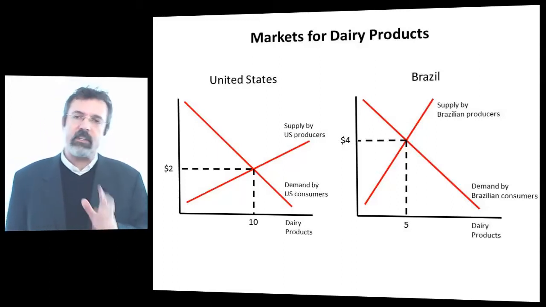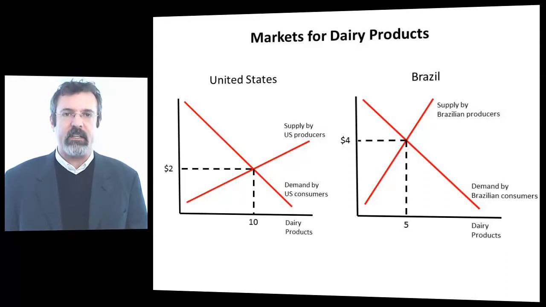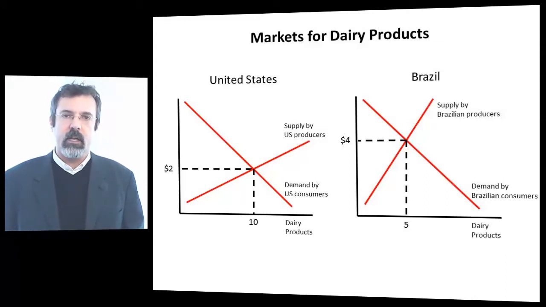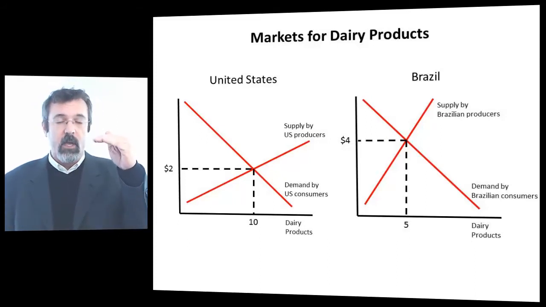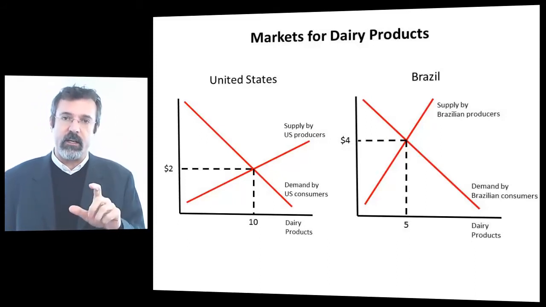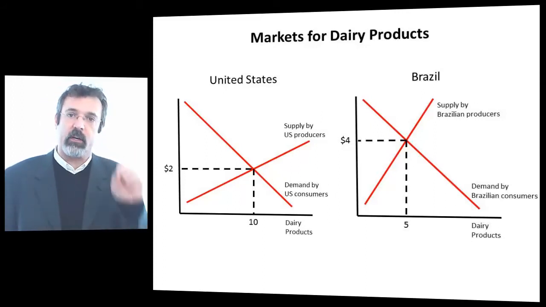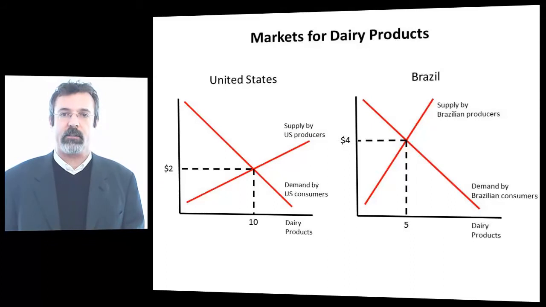Now, if we allow these two countries to trade, it seems clear that what will happen is that the United States will export dairy products to Brazil. The reason for this is that the price of dairy products is lower in the United States, $2, than it is in Brazil, $4. So when we allow the countries to trade, Brazilian consumers can now access dairy products more cheaply from American exporters than they can domestically. So Brazil will import dairy products.